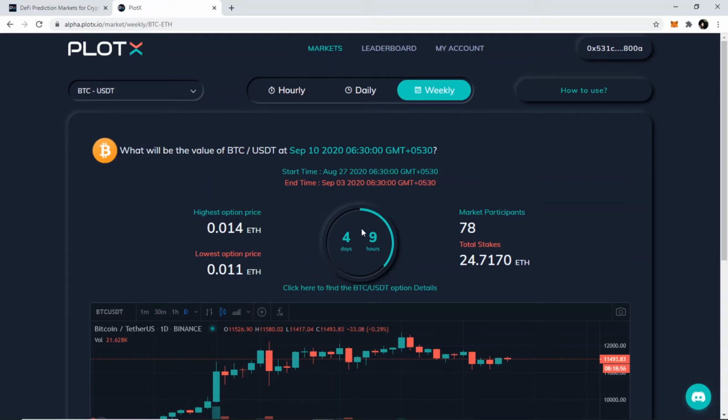Now this is the timer that represents the time remaining for you to make your predictions in this market. For this weekly market, I have 4 days and 9 hours left before I can no longer make any predictions in this market. In the daily market, I have 9 hours and 18 minutes left, and in the hourly market, I have 18 minutes and 35 seconds left.